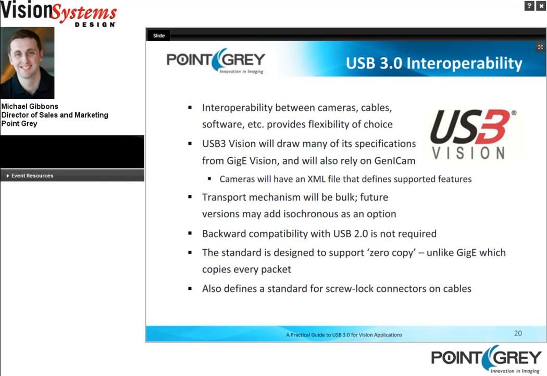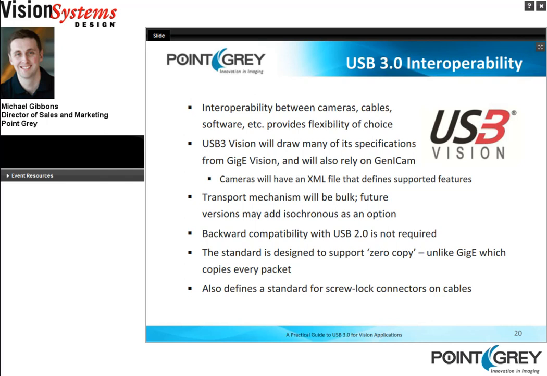Okay, USB 3.0 interoperability. Interoperability between the components in the imaging pipeline is a very important consideration. You probably don't want to feel tied to any one particular vendor, whether it's for your cameras, cables, or third-party machine vision software. So again, this is where USB3 Vision fits in.